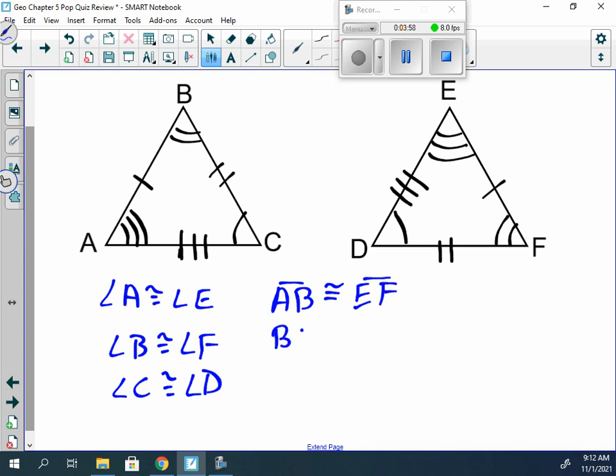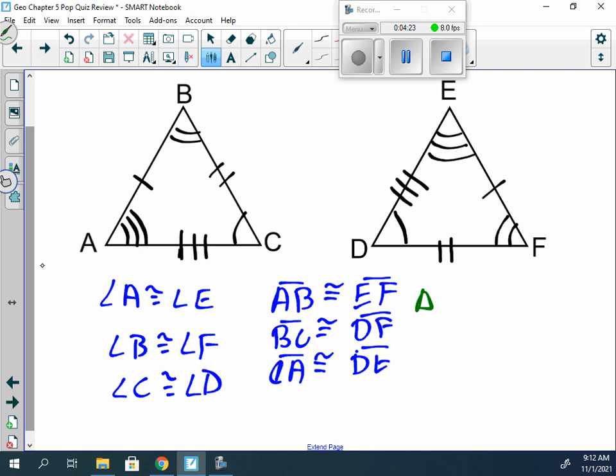We'll also have 3 sets of sides. So we can say AB is congruent to EF, because they both have 1. Well, BC is congruent to DF. And lastly, CA is congruent to DE, because they both have 3. So we're going to have 3 sets of angles, 3 sets of sides that will match up every single time.